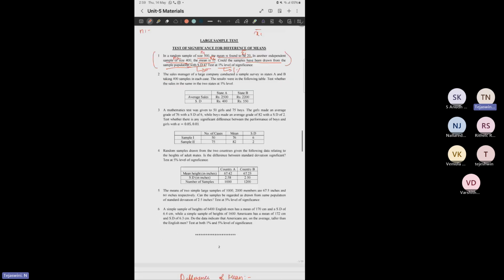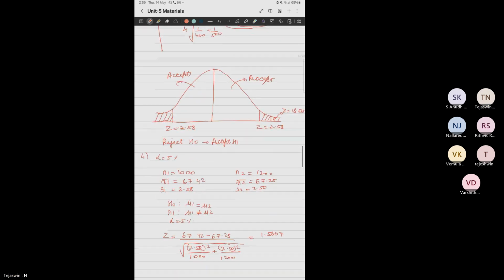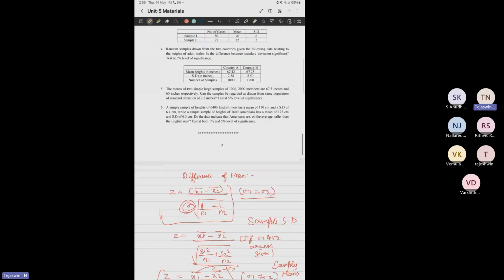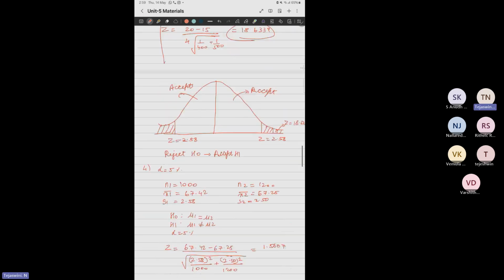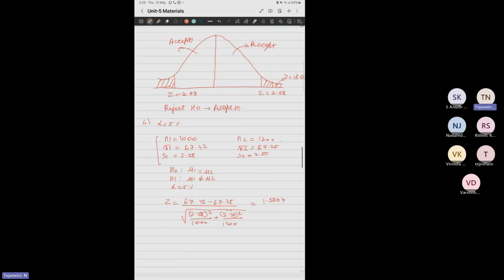So next we'll see the fourth one. They have given us the data accordingly. Mean is given, standard deviation is given, number of samples is given. This is x bar, this is sample standard deviation, and this is n. 5% level of significance, alpha is equal to 5%. We'll take country A to be the first data set, that is N1, and then country B to be the second data set, that is N2. So we have written all the values here.